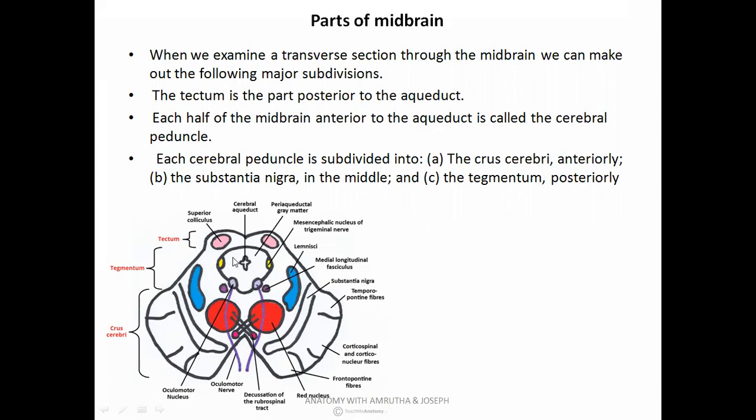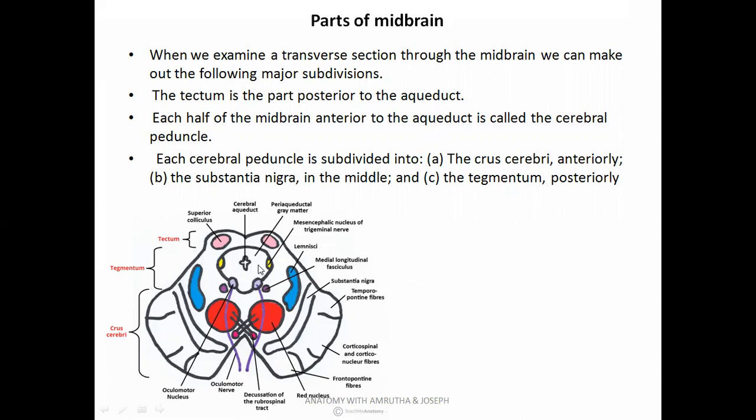Now, when you look at each cerebral peduncle, so this is one cerebral peduncle. It is subdivided into crus cerebri, that is anteriorly. This part is crus cerebri, and substantia nigra in the middle. This is substantia nigra, and tegmentum posteriorly. So this is how the midbrain is divided.